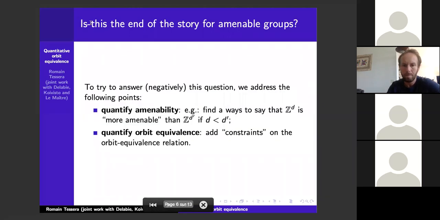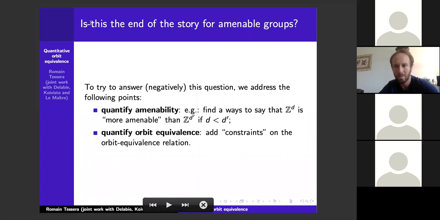So it triggers the following question. Is this really the end of the story for amenable groups? Have we said everything interesting when we have said that they all define the same orbit equivalence class?